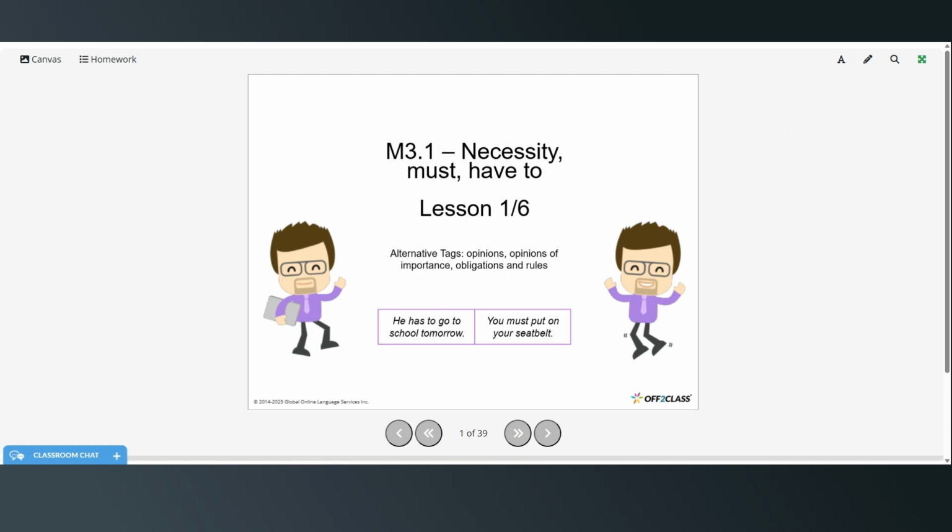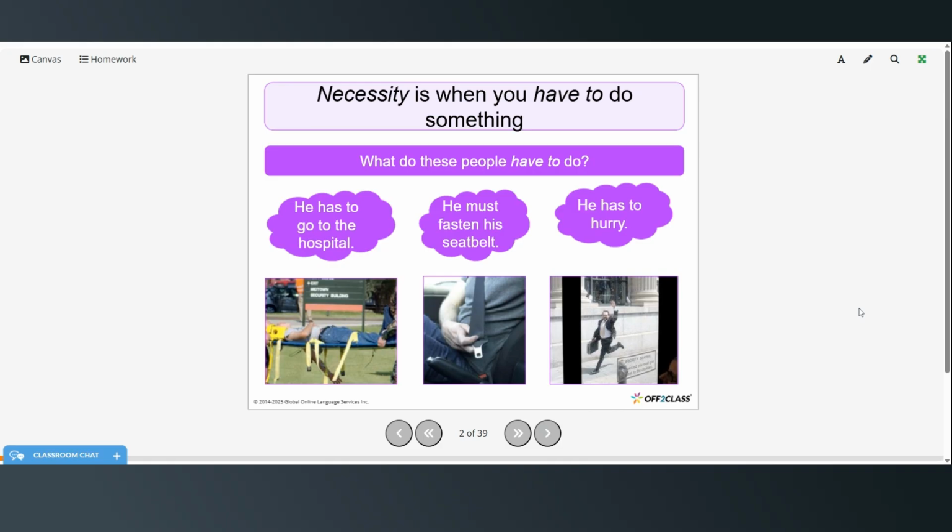This is a B1 level grammar lesson, and today we're going to be talking about the modals of necessity, which include must and have to. So necessity is when you have to do something. So what do these people have to do? He has to go to the hospital. He must fasten his seatbelt. He has to hurry.